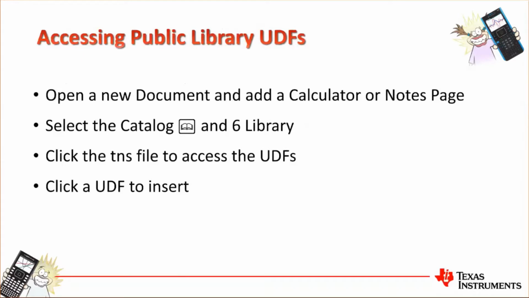So we saw this before. I just showed you about accessing the public library. Just to refresh our memory, we've got to select the catalog. We all know the library, the book, but we go to number 6. We click on that TNS file as we just did, and once we click on that, the plus button, we find that any UDFs in the public library come up, and then we click the appropriate one to insert it. We just did all that.